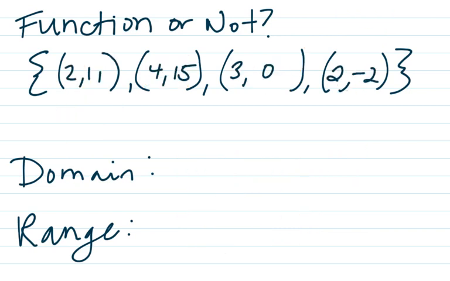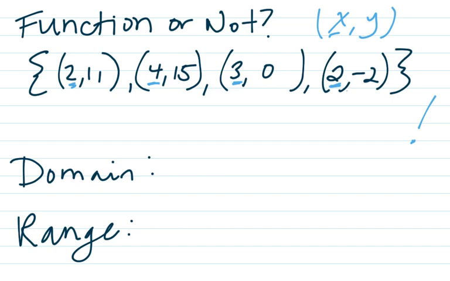Function or not. We have the ordered pairs (2, 11), (4, 15), (3, 0), and (2, -2). So we want to look at our x values and see if there are any repeats. 2, 4, 3, and 2. So we have a repeat. So I'm going to put a little exclamation mark. We need to look at this closely because we have a repeat within our x values.